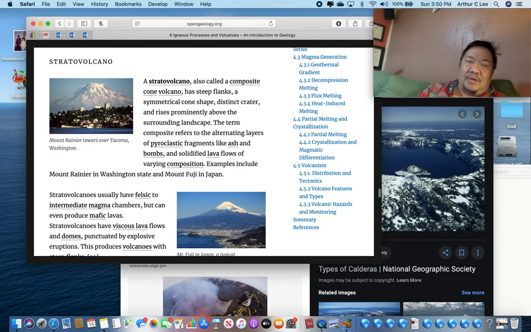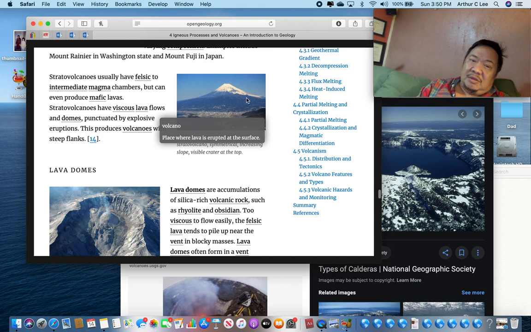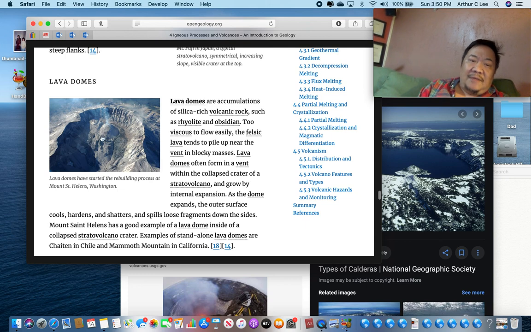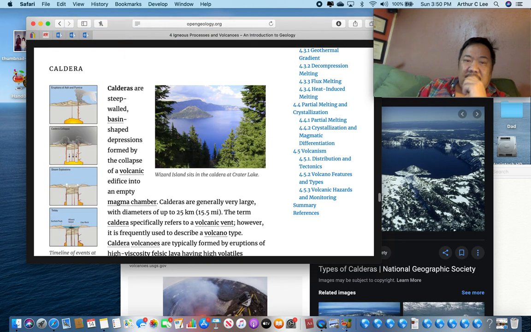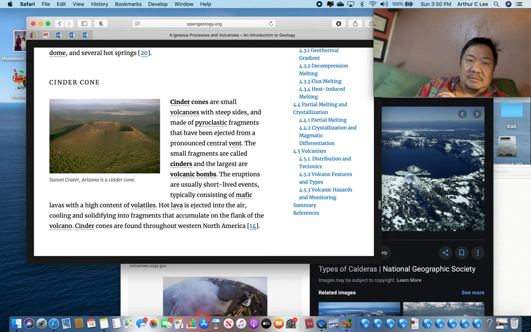Here's your composite volcano, another one here over Tacoma, Washington, Mount Rainier. We're monitoring all of these composite volcanoes to see if they're going to erupt. Famous one in Japan, Mount Fuji, another composite volcano. Japan gets lots of volcanoes. Here's a lava dome made of obsidian in the crater on the top of Mount St. Helens. And you see the fumarole, indicating that it's going to erupt soon. Here's a cinder cone in Arizona.